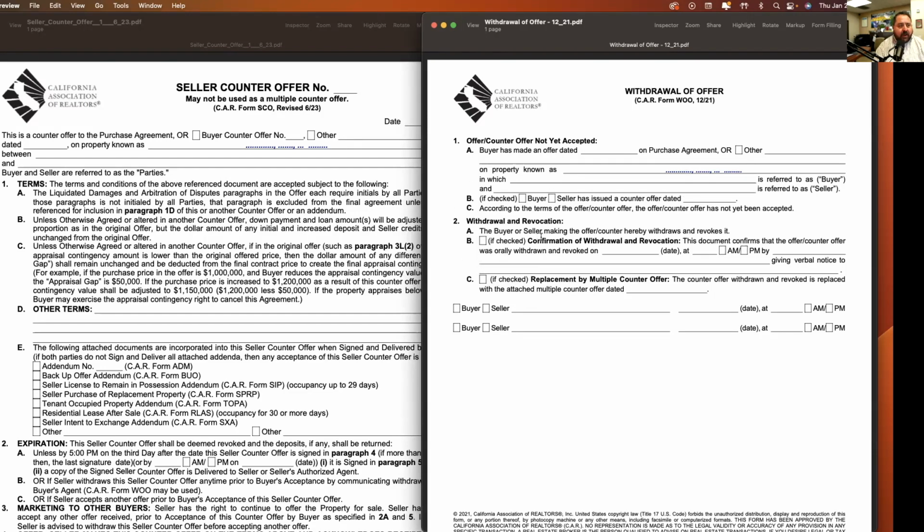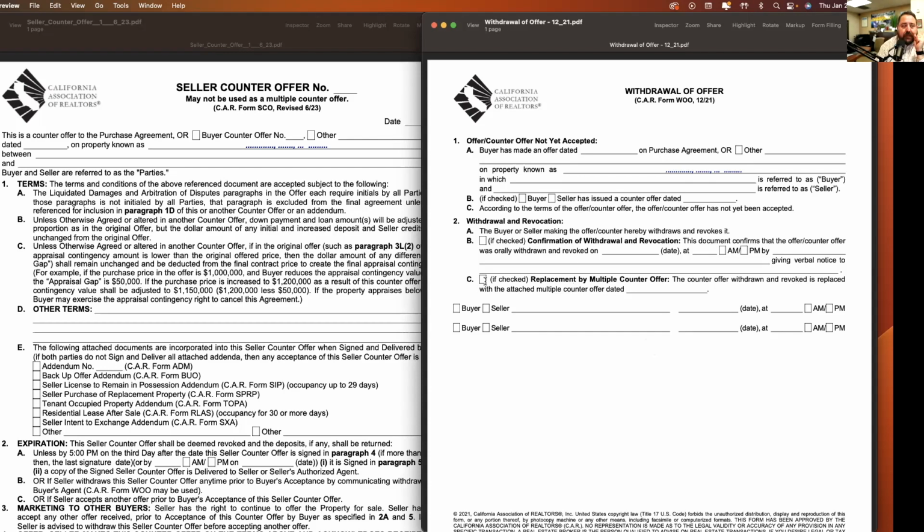I am the buyer or seller making the offer or counter, but hereby withdraws and revokes it. Now it's gone. Like I just took it from you completely. Or, if checked, confirmation: this document confirms the counter offer was orally withdrawn or revoked. I can call you over the phone and say, hey, it's withdrawn. I'm just sending you this to let you know. You should do that anyway. So I would check that box off.